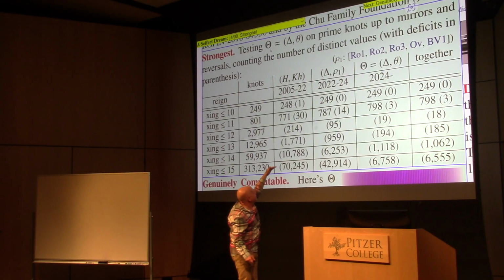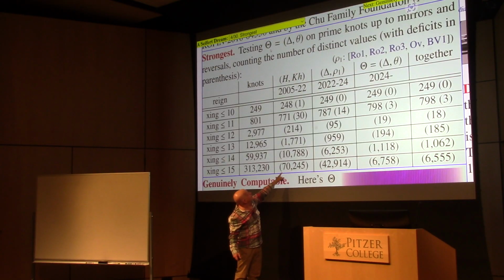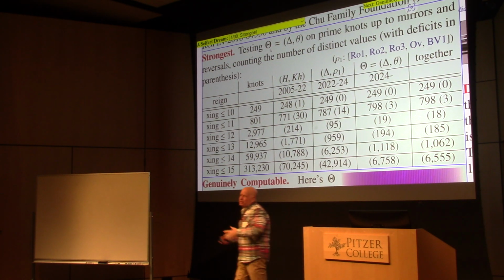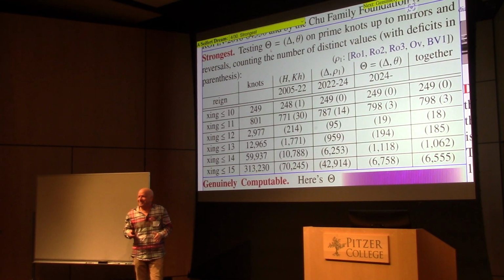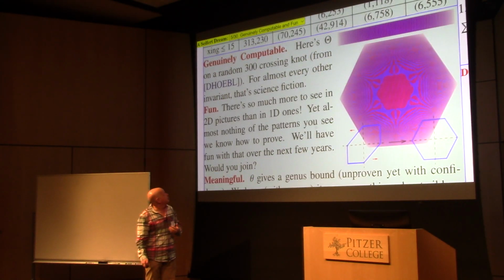If you increase the crossing counts, then the deficit for Khovanov homology and the HOMFLY polynomial taken together is 70,000, whereas for the invariant I'm going to tell you about, the deficit is only 6,700 something. So in some very loose sense, it's 10 times better. Okay? So that's the meaning of the word strong.